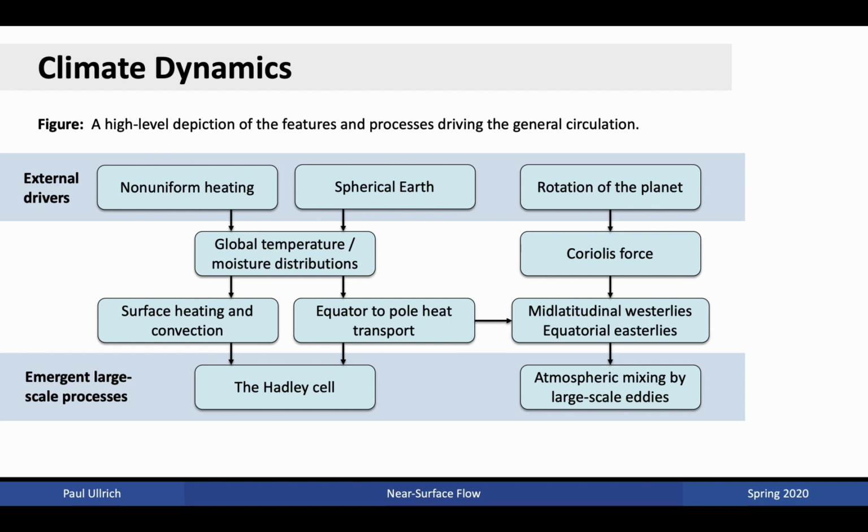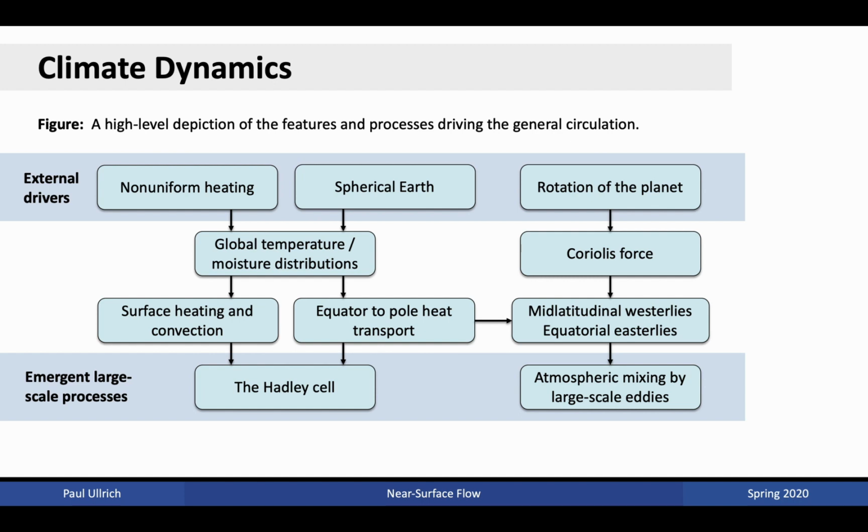We also have that this global temperature and moisture distribution leads to equator to pole heat transport. That is, the major weather systems that we see around the world are primarily the consequence of the Earth trying to redistribute temperature and moisture from the equatorial regions to the polar regions.